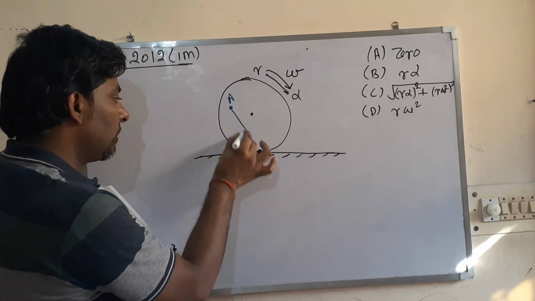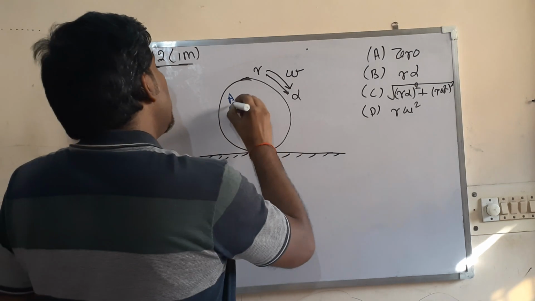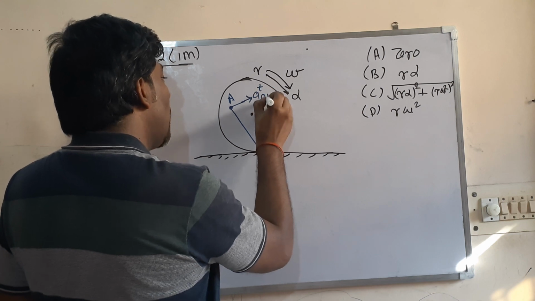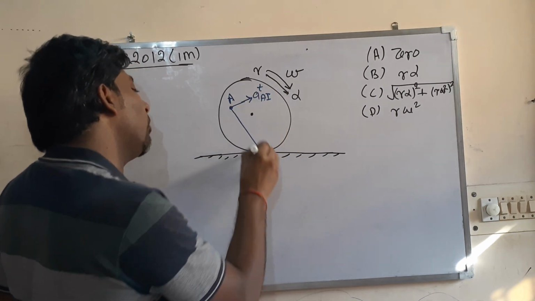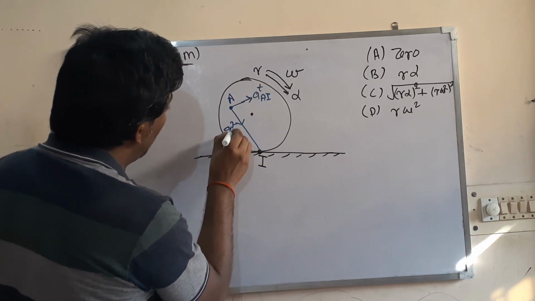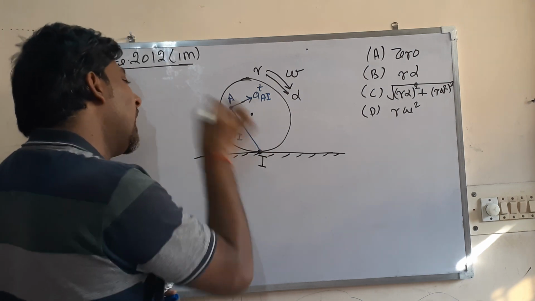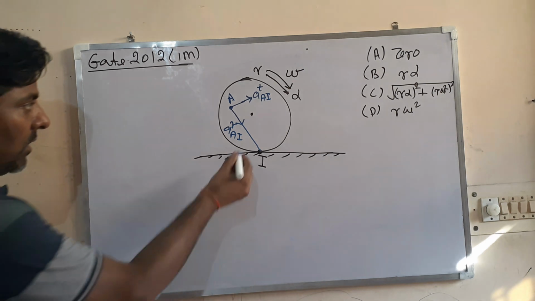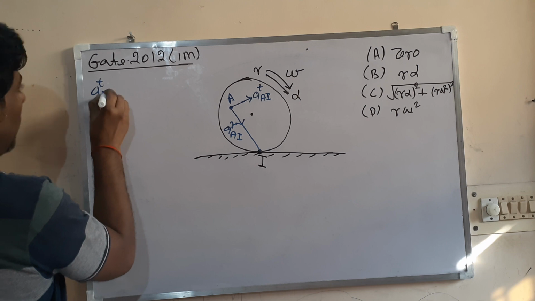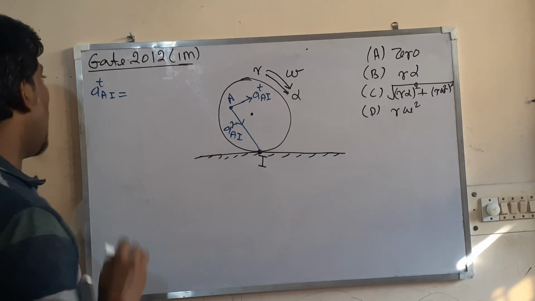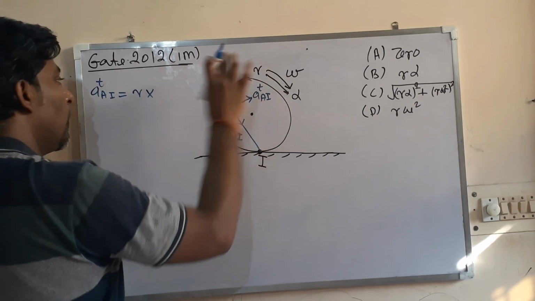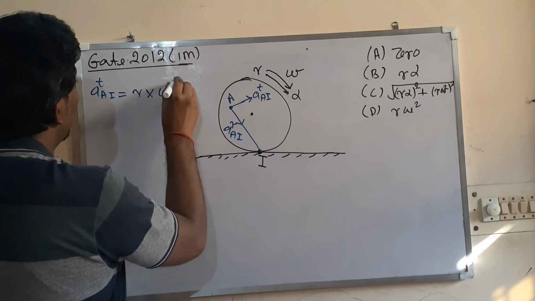So let us join this. Now the tangential acceleration of A with respect to I will be perpendicular to IA, and the radial acceleration of A with respect to I will be toward the center of rotation. Okay, very good. Then what will be its value? The radial acceleration a_AI is equal to what? This R, its radius of rotation, into omega square.